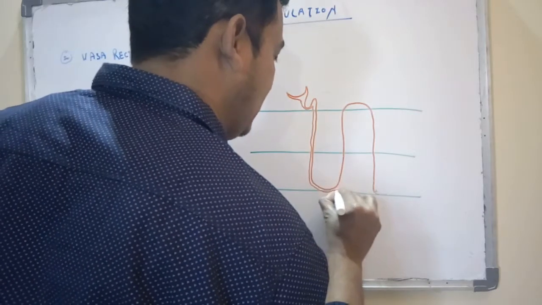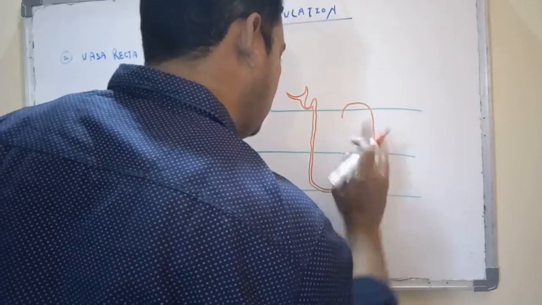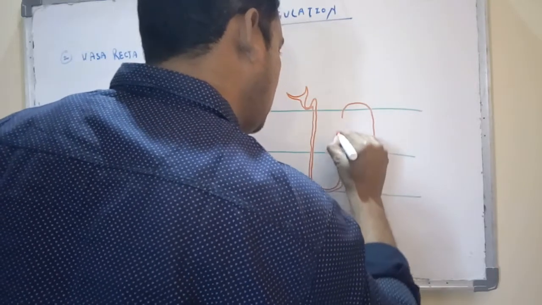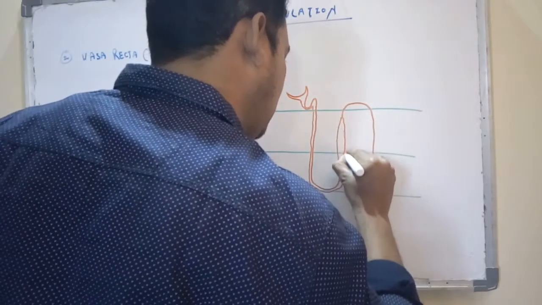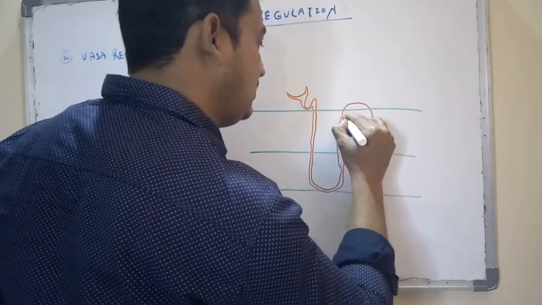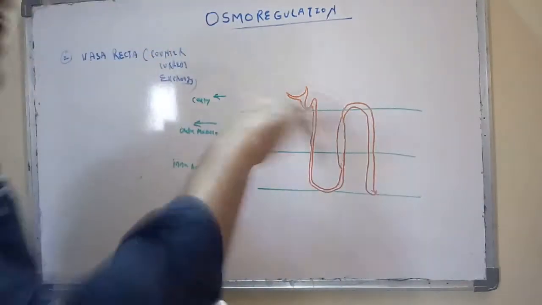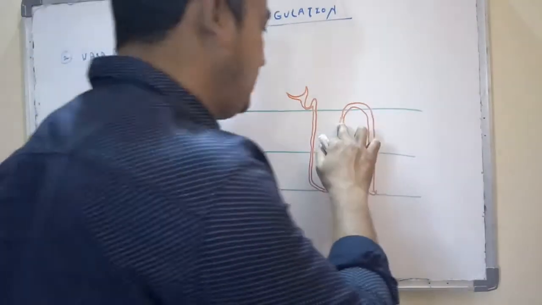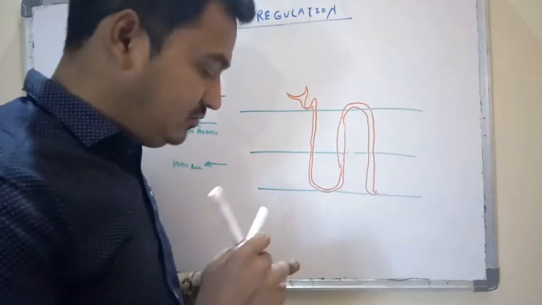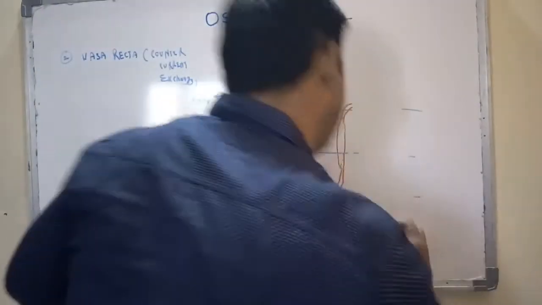Just like this is the thinner part, and then it gets to the thicker part. We'll have to draw this thick, and this goes thicker here, and this is thicker here. This is the thicker part, and then this is the distal convoluted. Okay, I'm drawing roughly just to make your concept clear. Now I will have to make some space here.